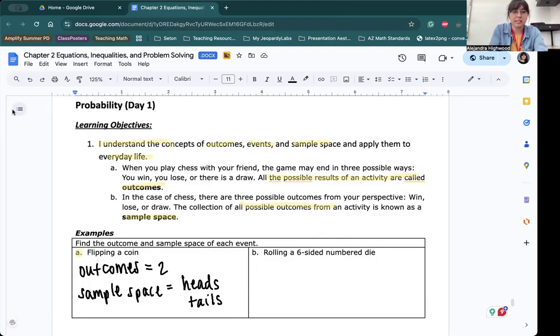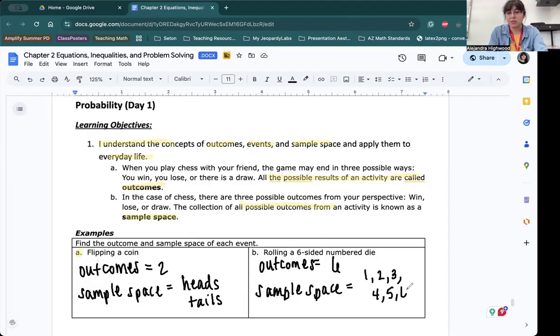Let's talk about another example here, rolling a six-sided numbered die. Now, the outcomes, when you roll your standard die, there are only six options because there are six sides. And now the actual sample space, what those options are, is essentially the number on the die that you get. If you roll a one, a two, a three, four, five, or six, that is the sample space. The number of outcomes, however, is just six.